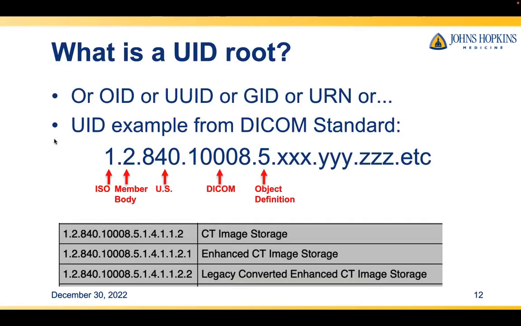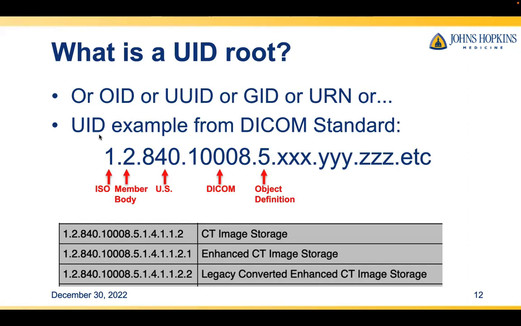Let's talk a little bit about UID and what is a UID root. Whether we're talking about an OID or a UUID or a global ID or universal resource name, let's talk about how you get these things to be unique so that it's a little bit demystified. Here's a UID example from the DICOM standard. DICOM is an imaging standard which identifies all the different images that are created around the world, as well as the templates for them. For example, a CT image, or how do you define an MR image or an X-ray image?